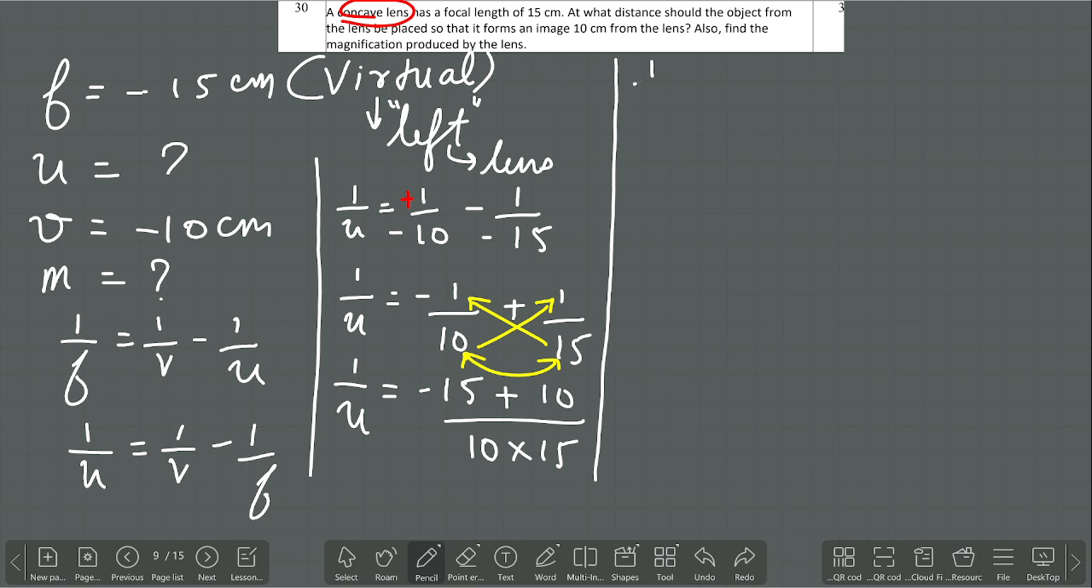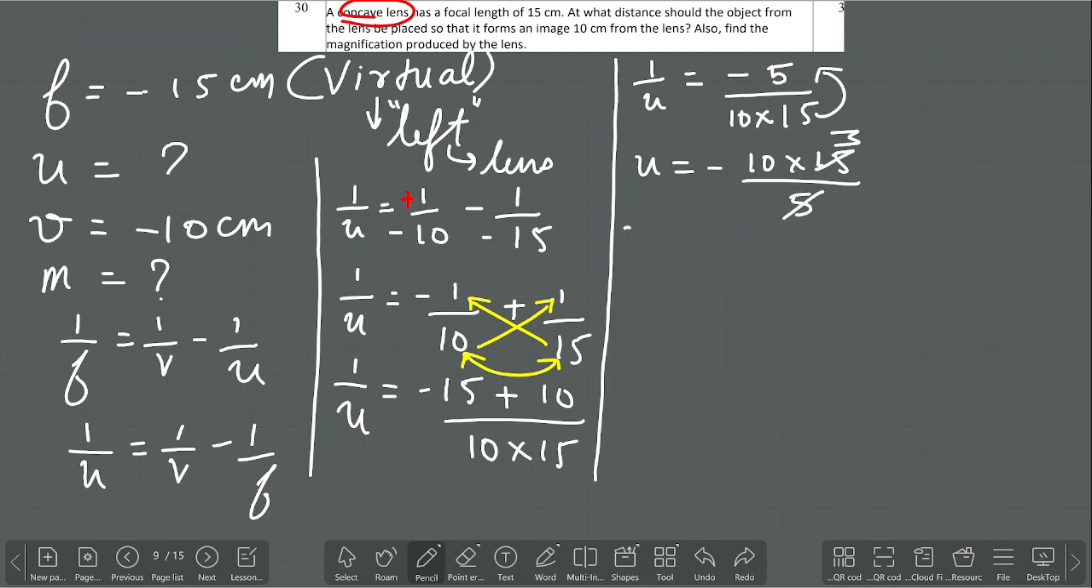So again, 1 by u is equal to, now simplify the numerator part alone, minus 15 plus 10 is going to be minus 5, the whole divided by 10 into 15. As we need u alone, take the reciprocal, so the denominator will go to the numerator, minus of 10 into 15 by 5. 1 5 is 3, 5 is. So u is equal to minus 10 into 3, which is going to be 30 centimeter. So the value of u is going to be 30 centimeter.